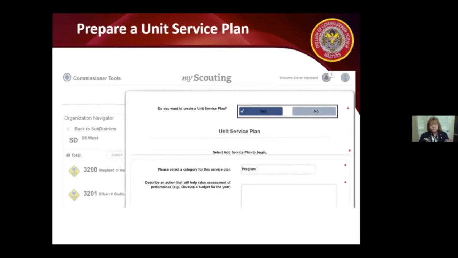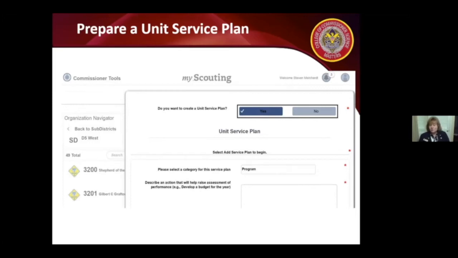For every situation or problem you have for that unit, you get a different unit service plan. So if they have a problem with camping, they have a problem with leaders, they have a problem with advancement, they have a problem with finance, you're going to prepare a unit service plan for each one of those situations. Who knew? I was so excited to find this out.